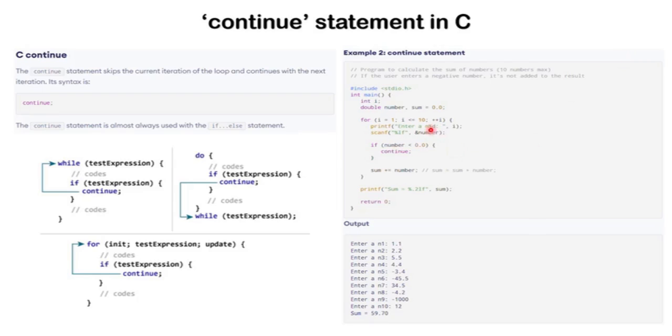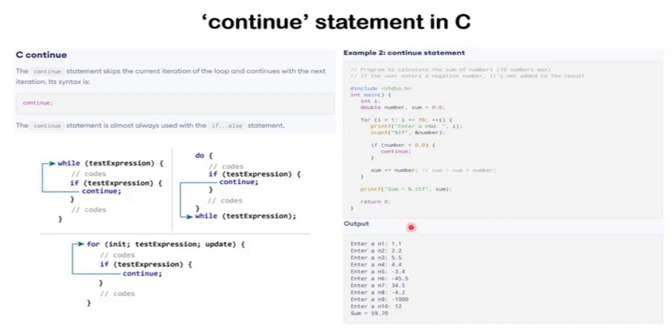So here, the loop runs from i equal to 1 to i less than or equal to 10, because of 10 numbers max. Whenever the user enters a negative number, it is not added to the result, because when continue is used, the statements after the continue statement are skipped for that iteration. It doesn't take the control out of the loop, it takes the control to the condition. So once again it tests the condition.